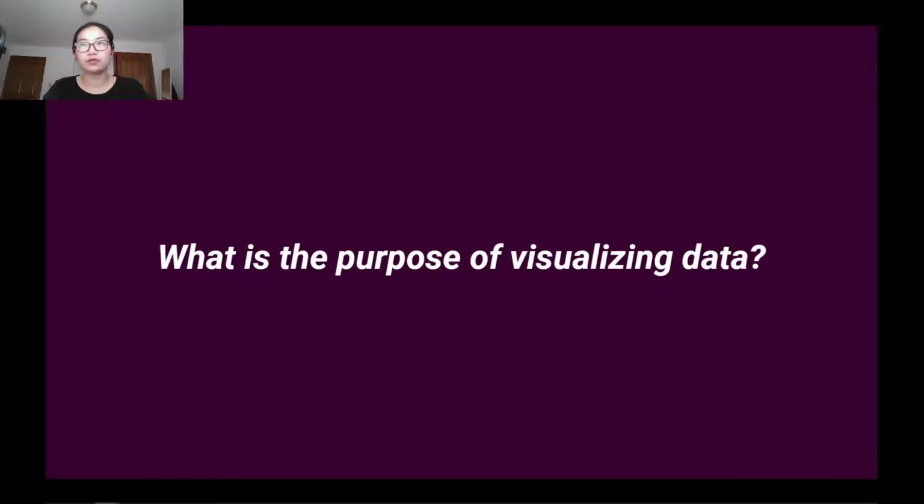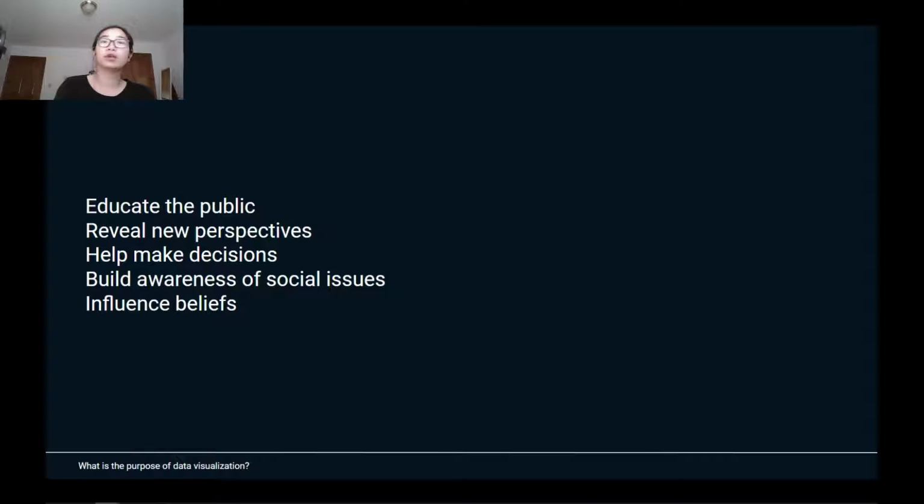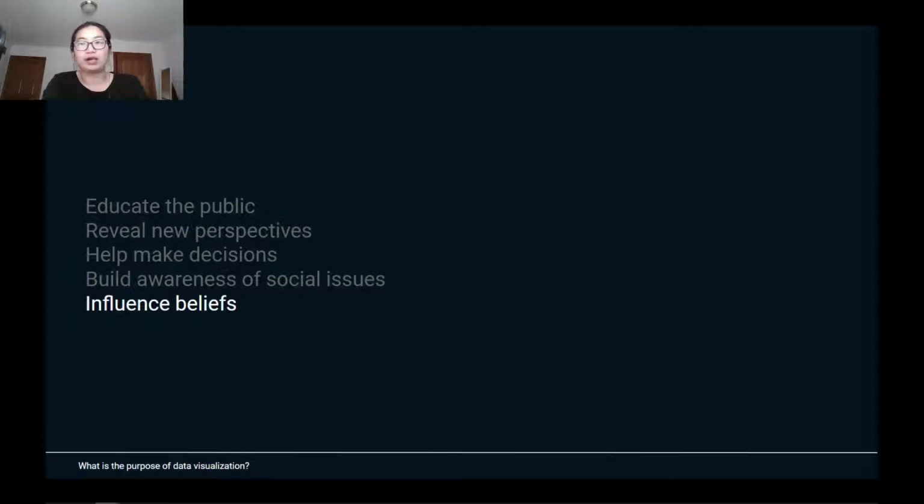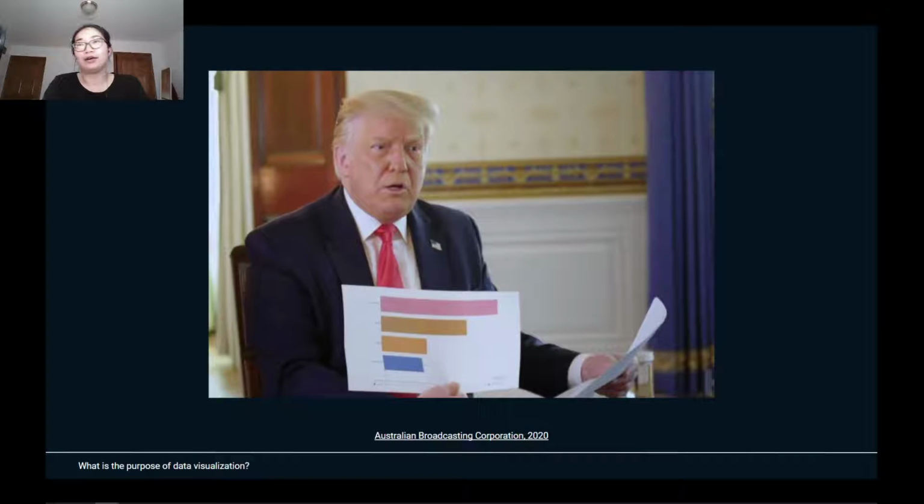So what is the purpose of visualizing data? There are many reasons for this. These are just a short list of why we would visualize data in the first place. But I think the most interesting for me is that it can influence beliefs. It's a testament to how powerful it is and how much faith people put into numbers. If you look at a lot of politicians, when they appear in public, they usually put a chart beside them to help validate their arguments and points.